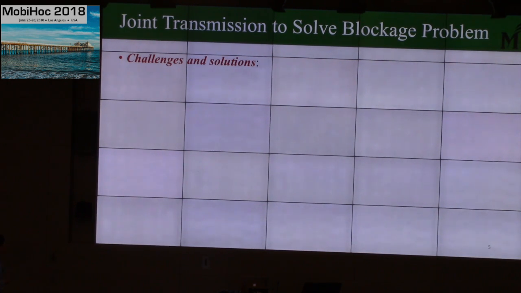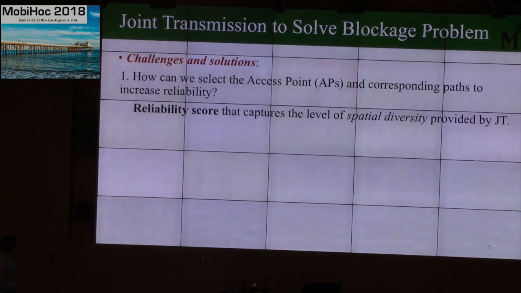Joint transmission could be helpful, but there are many challenges behind it. Intuitively, when we increase the number of APs for the joint transmission, we directly decrease the probability of spatial reuse. So how can we balance reliability and throughput? I list the challenges and solutions here. The first one is how can we select the APs? How many APs, and how many corresponding paths, should we choose for the joint transmission?